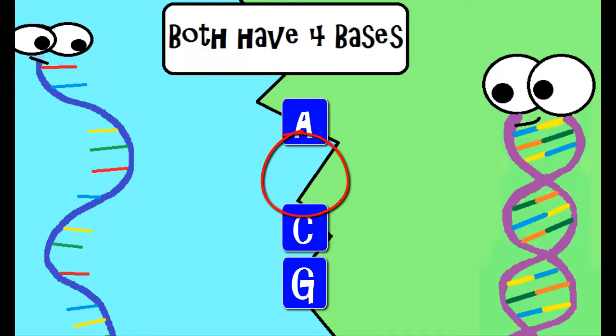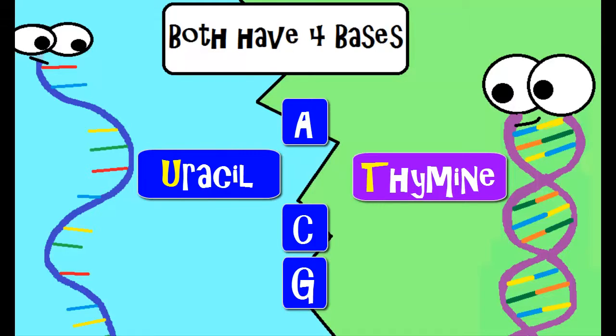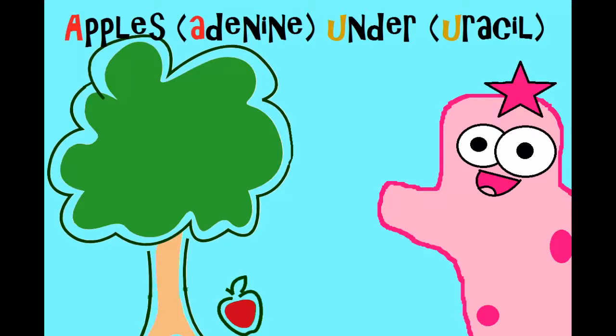There is no T, otherwise known as thymine. There's no T in RNA. Instead, it's a U. The U is for uracil. So you can't remember apples in the tree for RNA. That's not going to work because there's no T. So instead, try remembering apples under. So it's kind of like they're under a tree.